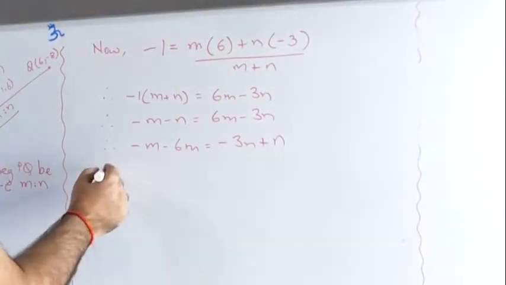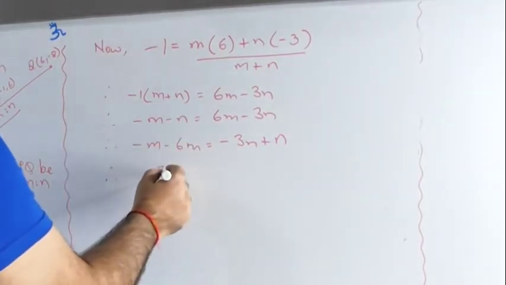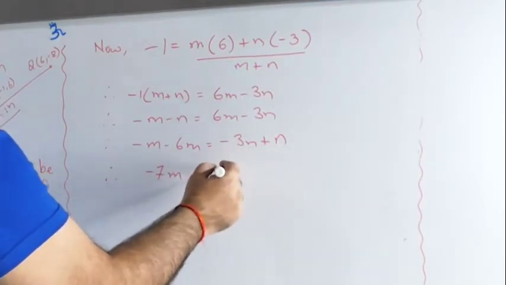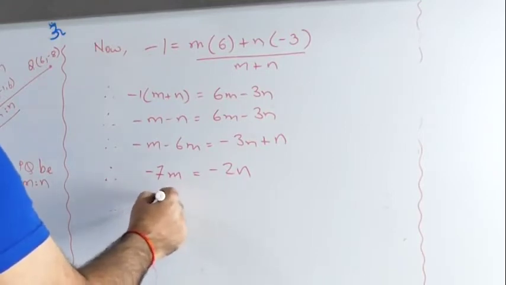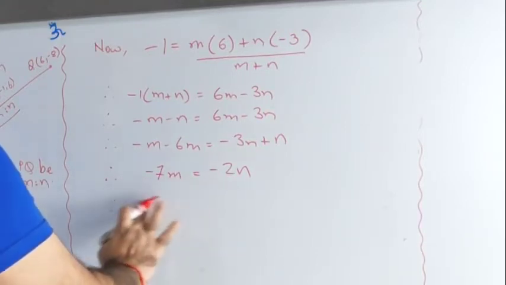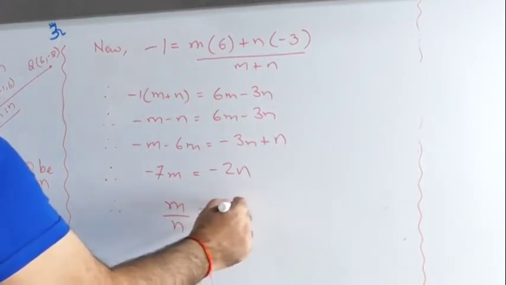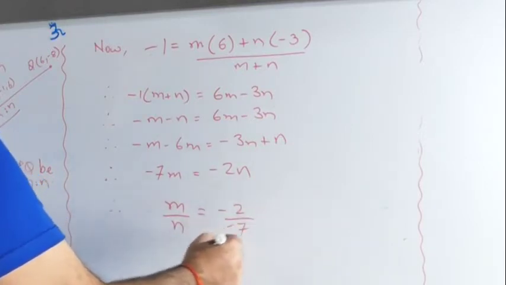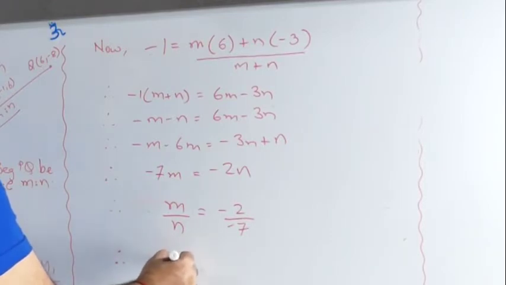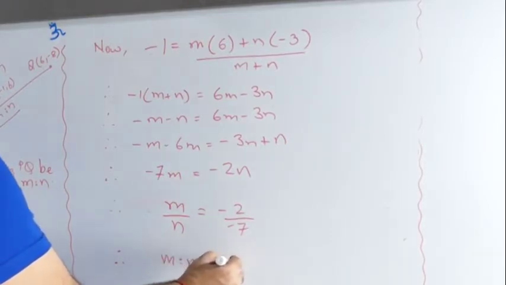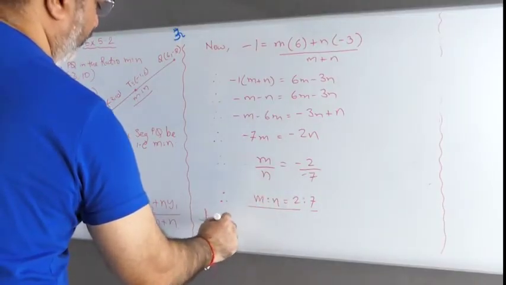Therefore, now minus m minus 6m gives you minus 7m. This gives you minus 2m. Therefore, minus 7m. So what we will do is keep the 7 on one side. M upon n is equal to minus 2 upon minus 7. The minus and minus cancel each other, and then you have m is to n is equal to 2 is to 7, and that gives you your final answer.